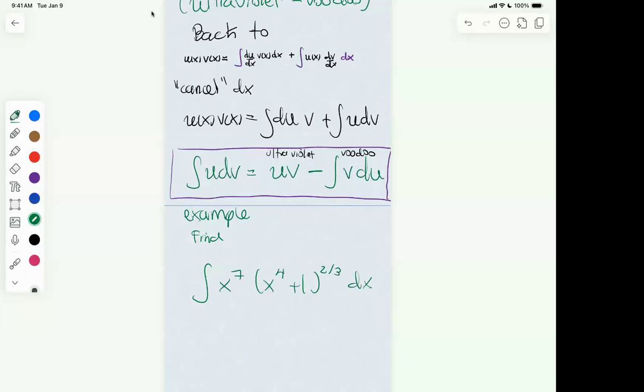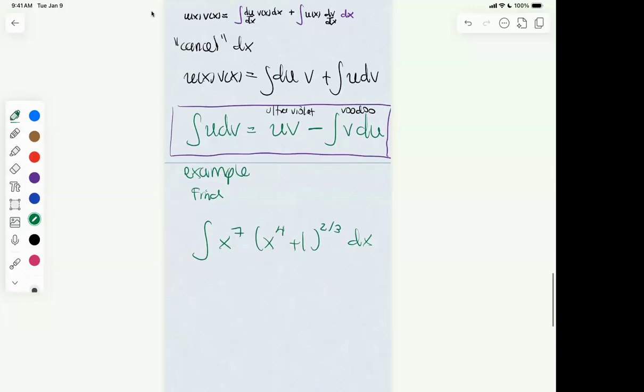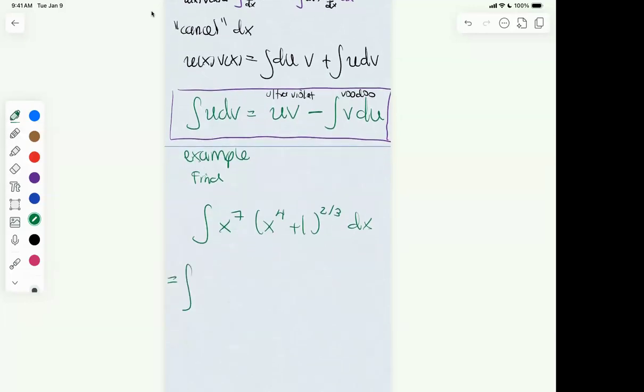If you thought about this as a problem with u sub, you would say, I would like to call u x to the 4 plus 1. But because of the u sub method, it would require an x cubed, because the du would spit out 4x cubed dx. So what I would do is break this into x to the 4 times x to the 3, and that's the trick, which is very clever. So I'll write this as x to the 4 times x cubed times x to the 4 plus 1 to the 2/3 dx.